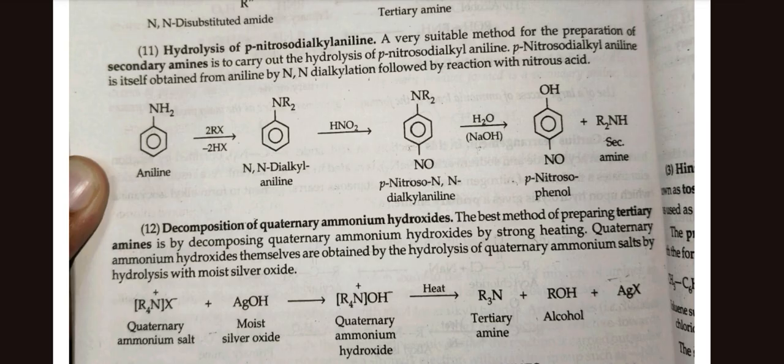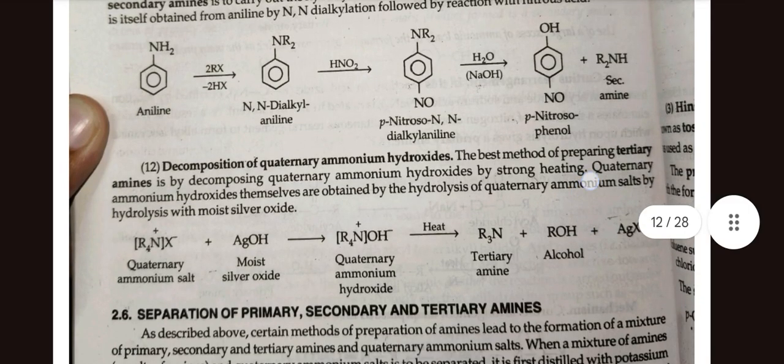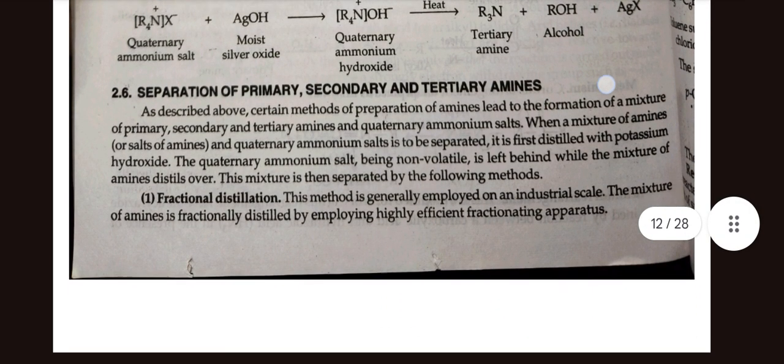Twelfth, decomposition of quaternary ammonium hydroxide. The best method for preparing tertiary amine is by decomposition of quaternary ammonium hydroxide by strongly heating. Quaternary ammonium hydroxides themselves are obtained by hydrolysis of quaternary ammonium salt with moist silver oxide. Quaternary ammonium salt plus moist silver oxide gives quaternary ammonium hydroxide. Further on heating it gives tertiary amine plus alcohol plus AgH.